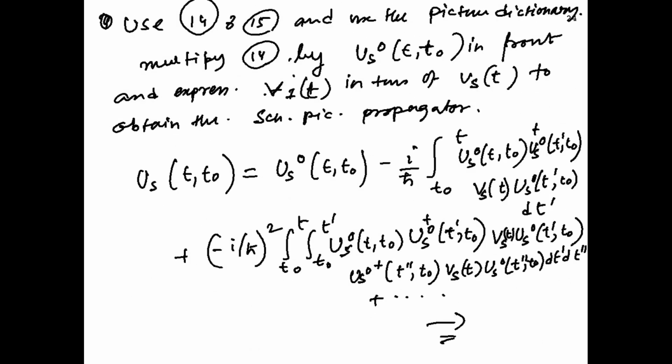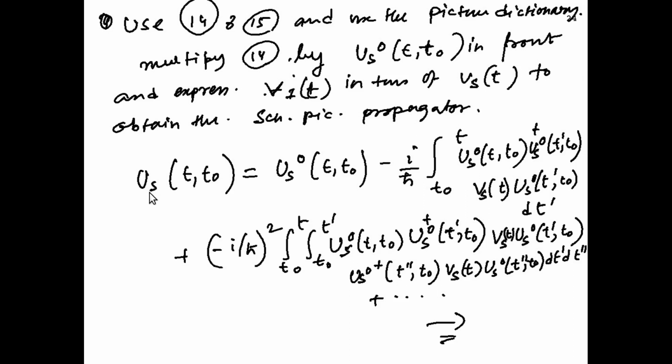In equation 14 we'll multiply by the Schrodinger picture U_S0(t, t0) in the front and express V_I, the interaction picture time dependent potential, in terms of V_S, the Schrodinger potential, because we want to express everything in the Schrodinger picture. That is what we commonly use, and we will try to make our physical pictures based on the Schrodinger picture. So we start with U_S, the Schrodinger propagator, which we obtain after this small exercise. You can do this one line of algebra by yourself and check this.